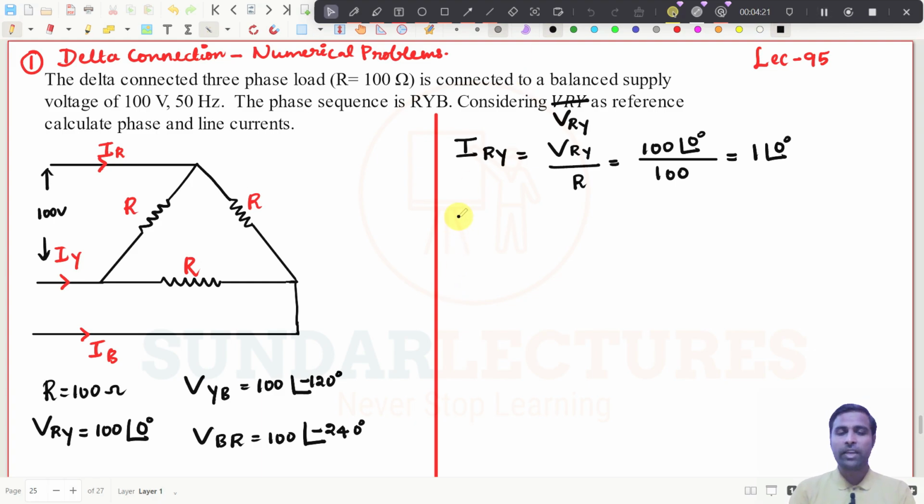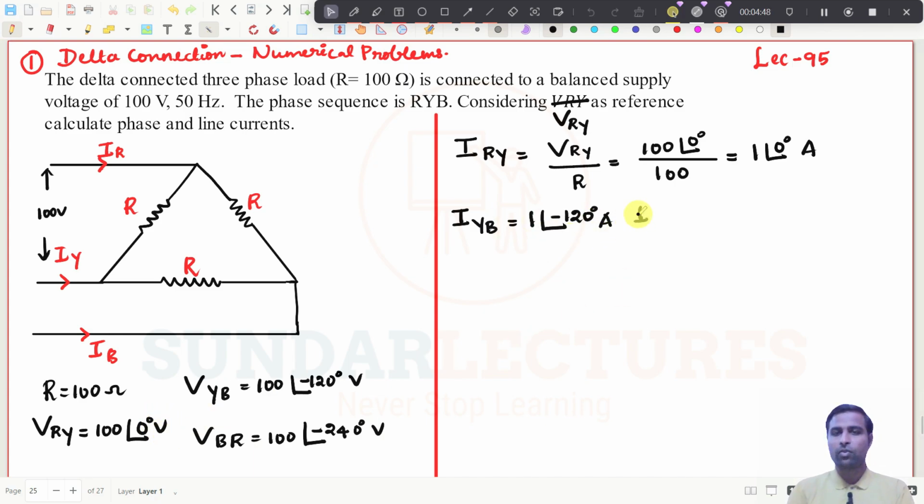So this is IRY, and then IYB. Do you need to really find the values again and again? No, it is not necessary. If you know IRY, then obviously IYB will be 1 at an angle of minus 120 degrees. Amperes, maybe you put amperes everywhere. Just write the units so that it will help you. So it is minus 120 degrees.